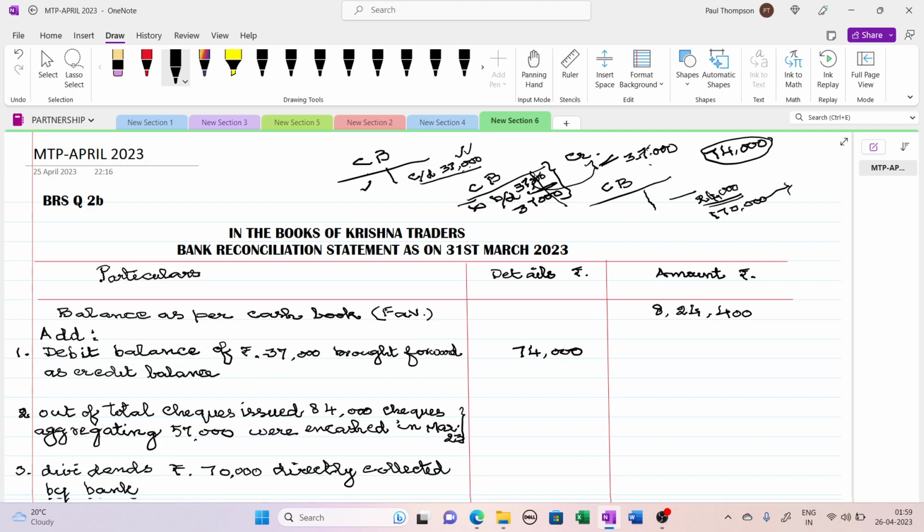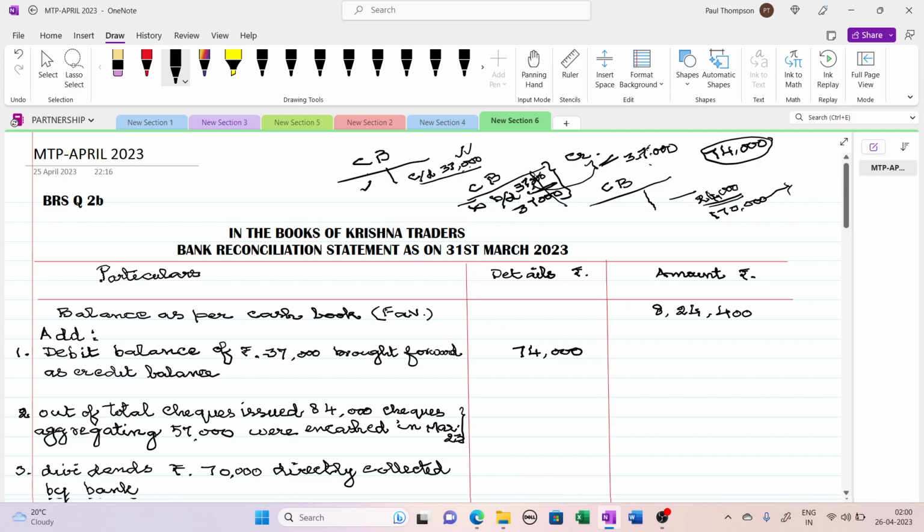Okay, so now moving on to the fourth entry. Out of total checks of 84,000 issued in the last week of March, checks aggregating 57,000 were encashed. Checks were issued but not presented for payment. 84,000 checks were issued but only 57,000 were encashed, meaning presented for payment. The bank would have reduced my balance by only 57,000.